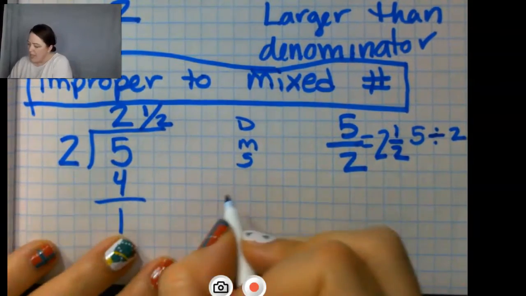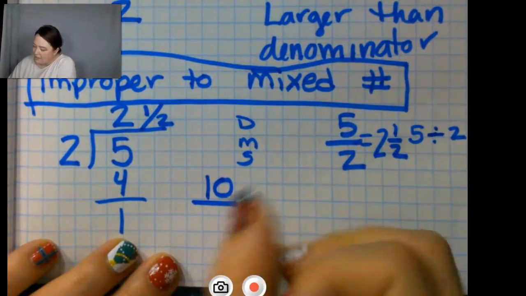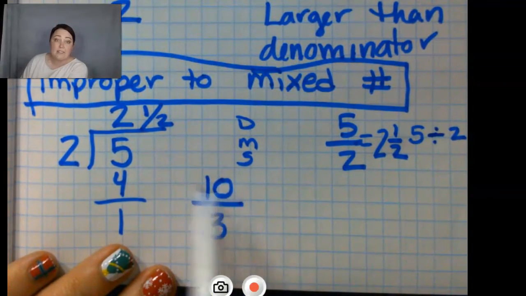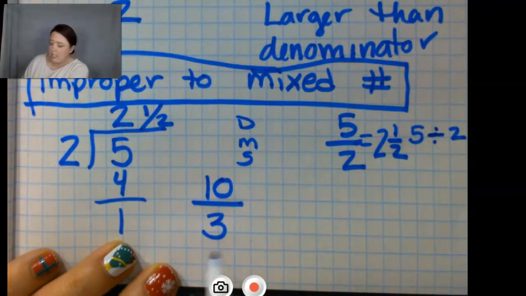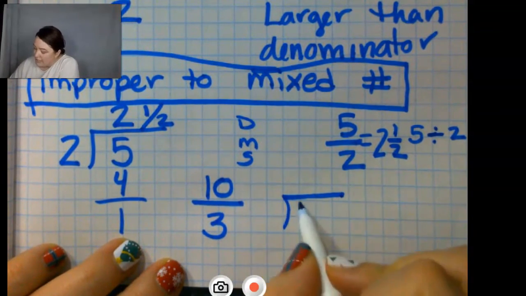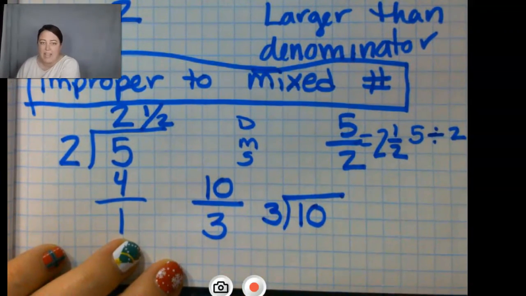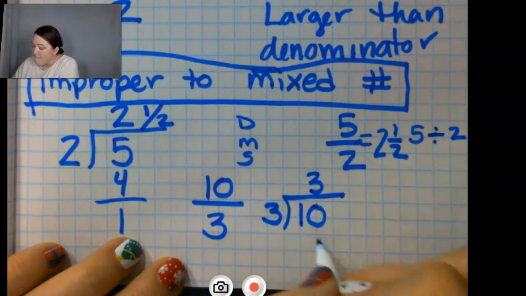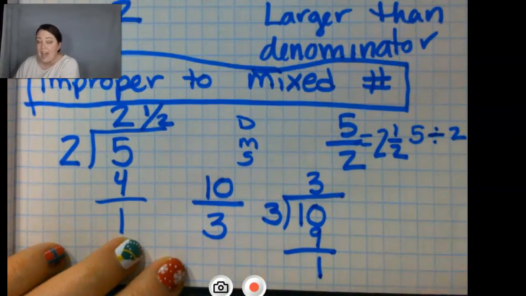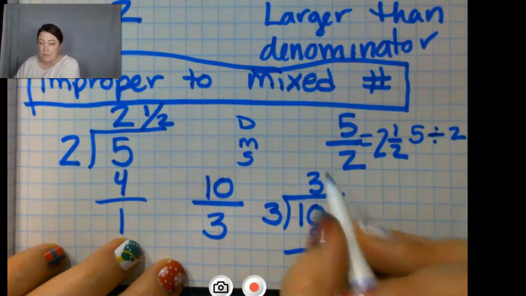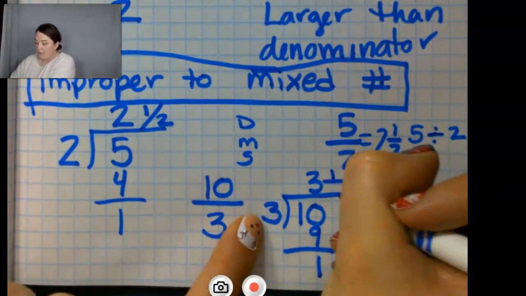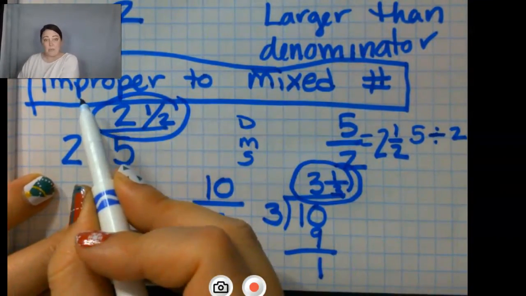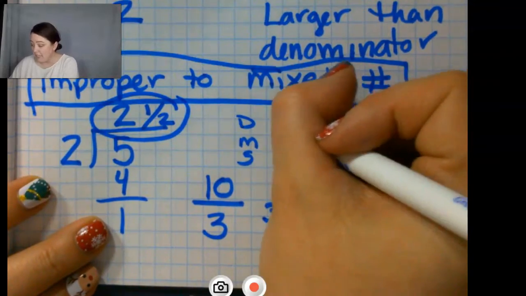Let me do another one. Say I have 10 thirds. My Ned is 10. He's obviously bigger than the donkey. So I'm going to build him a house. Ned goes inside the house, donkey goes outside the house. How many threes are in 10? Divide, multiply, subtract. I'm done. So I have three with one out of the three remaining. That's my answer. That's how you go from an improper to a mixed number. Basically, you divide.